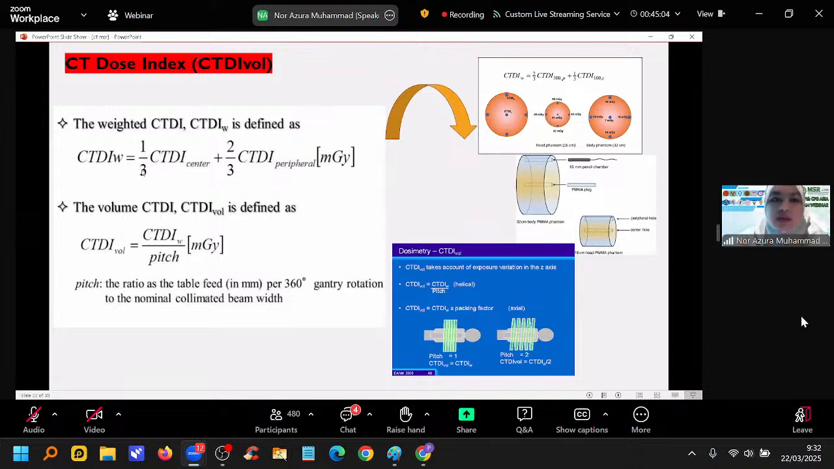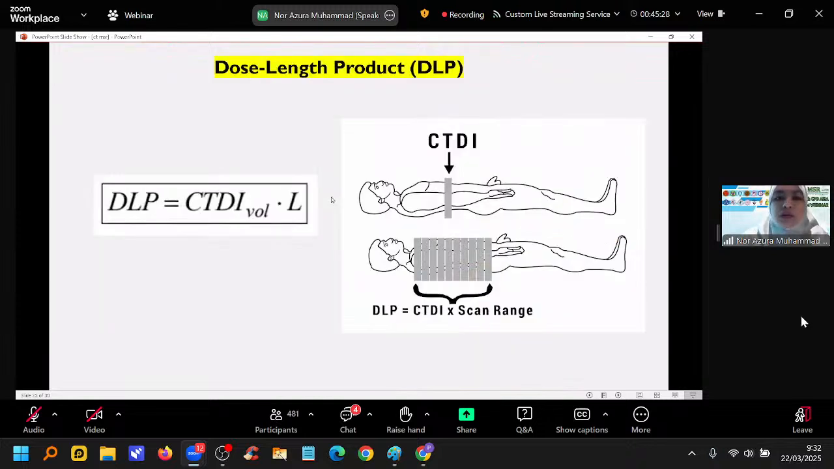of the CTDI weighted. The CTDI volume is defined by CTDI weighted divided by the pitch. Pitch is the ratio of the table feed per 360 degree gantry rotation to the nominal collimated beam width. So we can get the result of the CTDI volume. Then the CTDI volume times the length of the scan range gives us the DLP result.